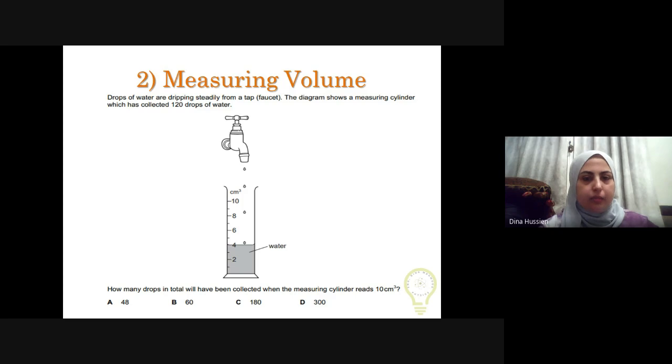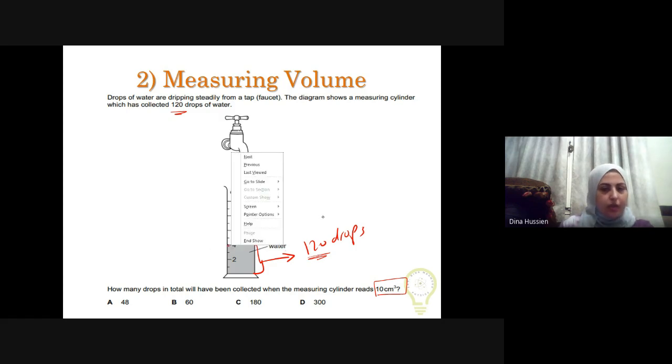So let's answer it together, guys. So here we do have what? We have drops of water dripping steadily from a tap. The diagram shows a measuring cylinder which has collected 120 drops of water. So the amount here is equivalent to 120 drops. He's asking how many drops in total will have been collected when the measuring cylinder reads 10 centimeter cube. Now, when we have 120 drops, it's reading what? It's reading 4 centimeter cube. So 120 drops are equivalent to 4 centimeter cube.